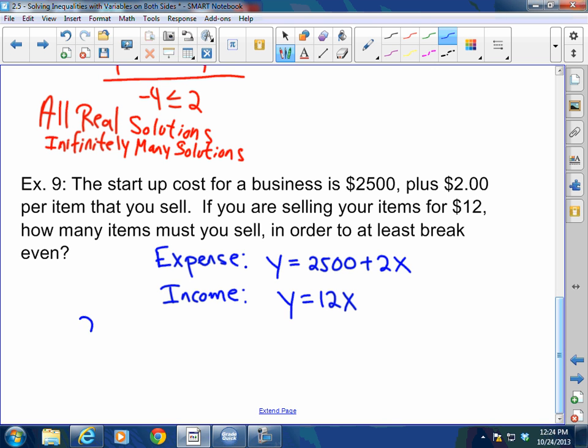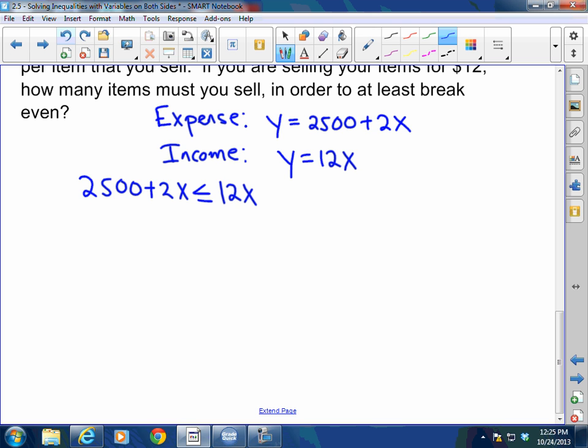So, when will your expenses, 2,500 plus 2x, be greater than or equal to your income, 12x? And I'm sorry, that's wrong. Pay attention. Sorry, let me do that again. When will your expenses be less than or equal to your income? Sorry. You never want your expenses to be more than your income.